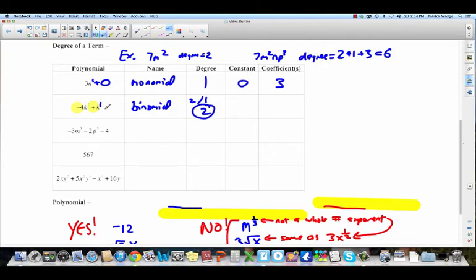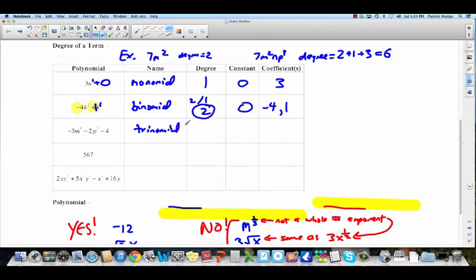Constant, that's the number by itself. I don't see one, so it must be 0. Coefficient, there's 2 of them, -4 on the first term, and 1. The coefficient in front of this k is 1 on the second term. Name of this one, we've got 1, 2, 3 terms. It's a trinomial.